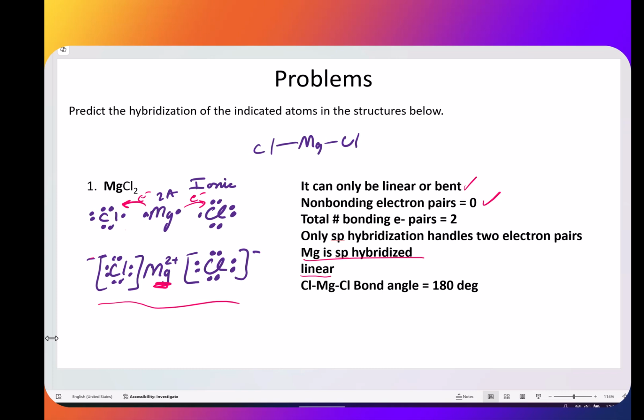But if you think about this, there aren't any lone pairs on this magnesium here. The electrons to the left and to the right of the magnesium want to be as far apart from each other as possible. That can only happen if everything is in a linear configuration. So our chlorine, magnesium, chlorine bond angle is 180 degrees.